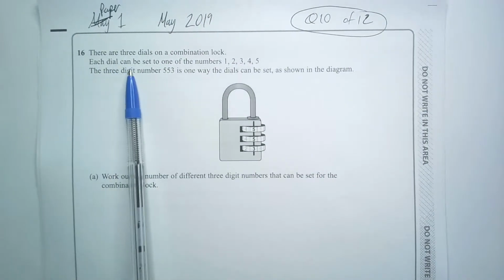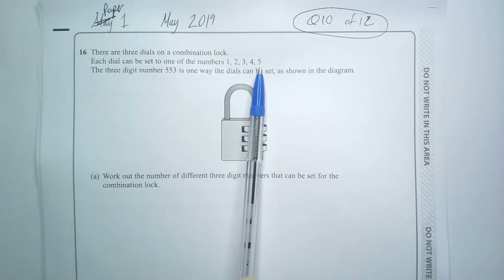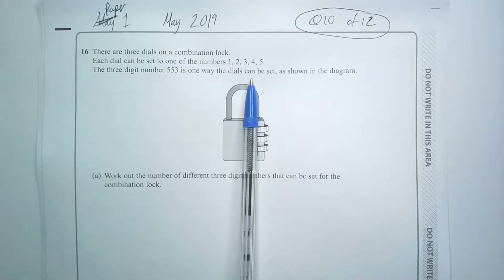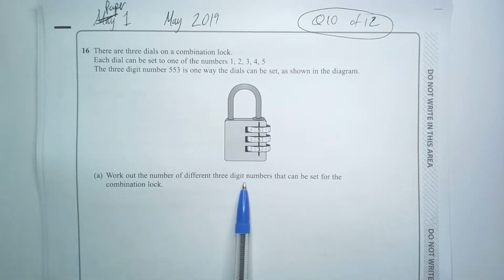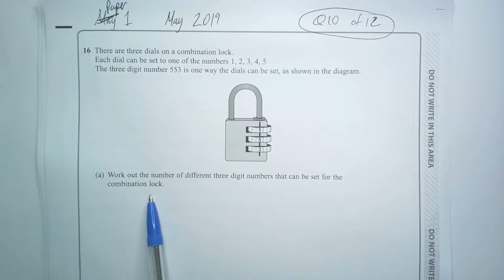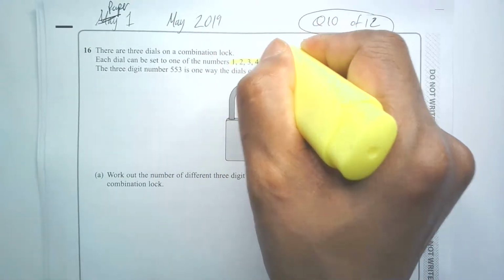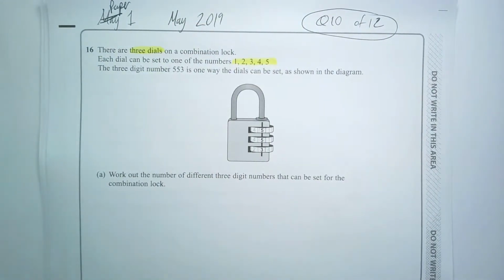So there are 3 dials on a combination lock. Each dial can be set to one of the numbers 1, 2, 3, 4, 5. The 3-digit number 553 is one way the dials can be set, as shown in the diagram. Part A: work out the number of different 3-digit numbers that can be set for the combination lock. Okay, so what is our key information? There are 3 dials on the combination lock. Each dial can be set to 1, 2, 3, 4, 5. The 553 is just an example.